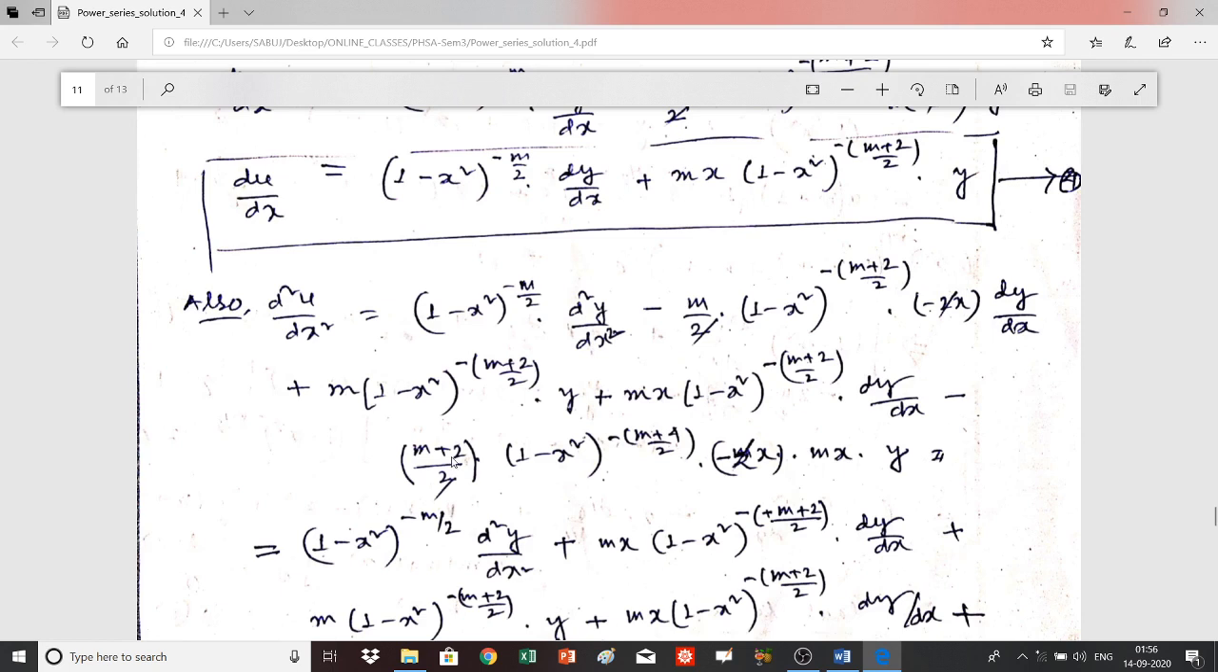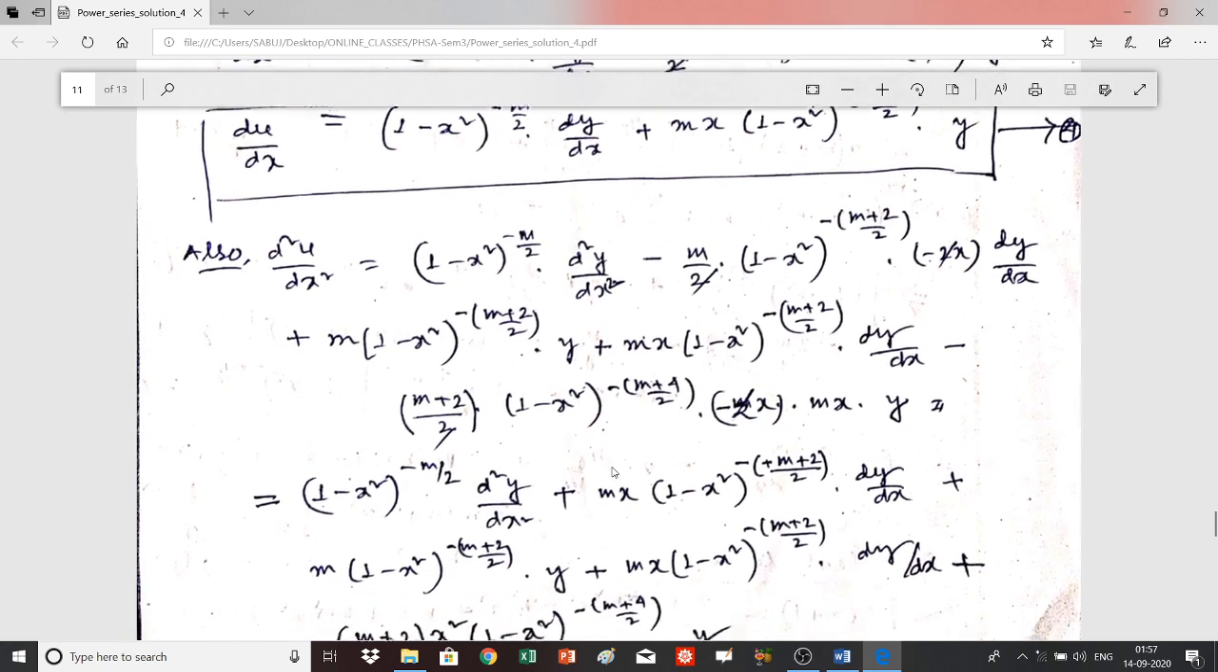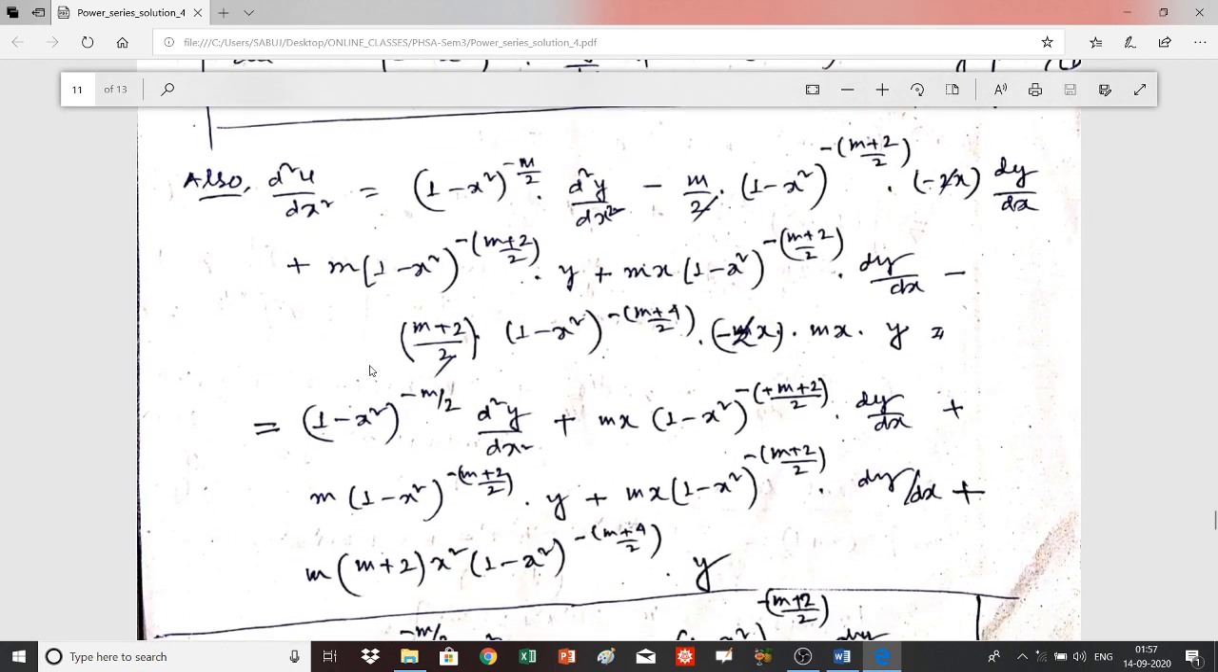Now to differentiate this, it will give you minus (m plus 2) by 2, since the minus sign is there, into (1 minus x square) to the power (m plus 2) by 2 minus 1, which will give you minus of (m plus 4) by 2. And then differentiating minus x square will give you minus 2x. So this is all. Now to simplify, the first term is as written here.